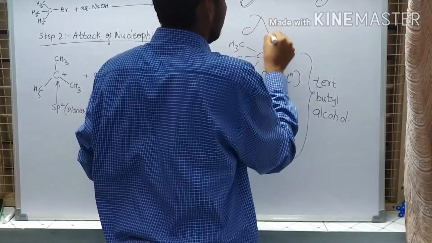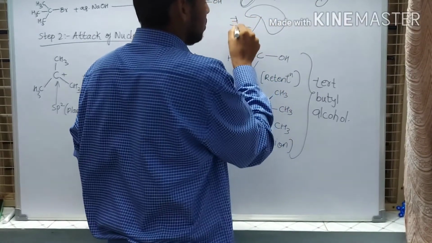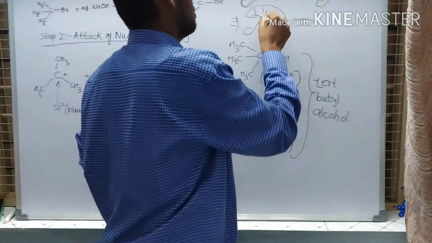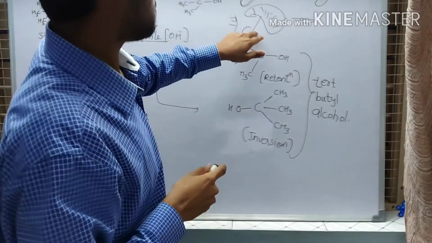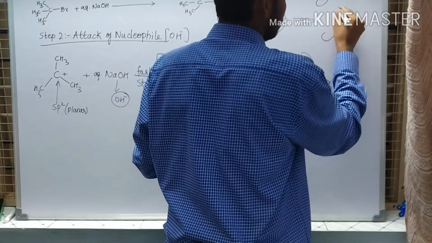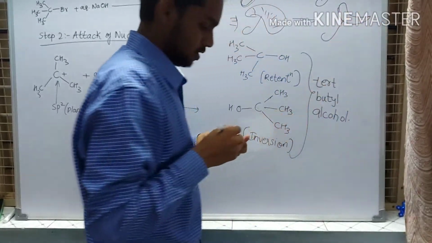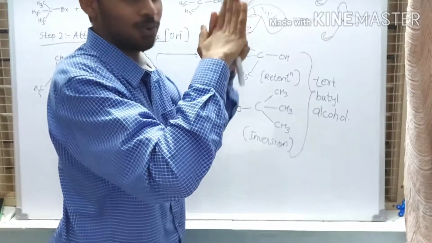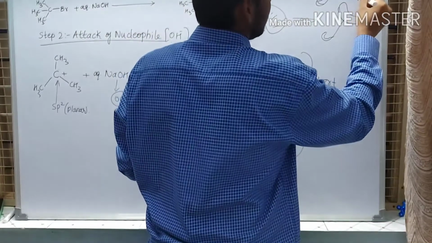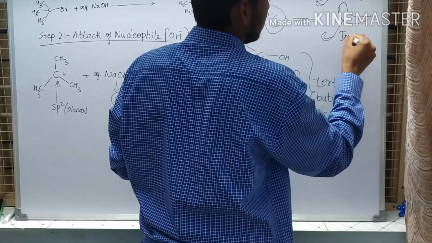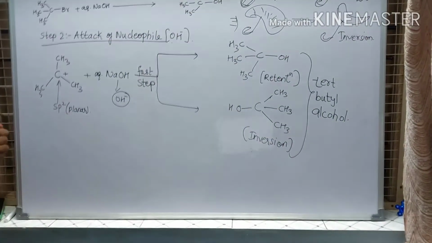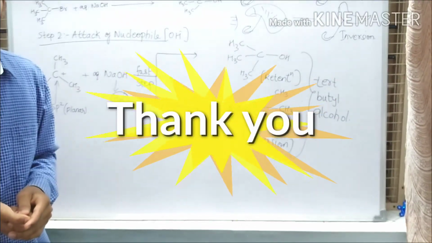Imagine if I take another umbrella, which is very weak. What will happen if there is heavy wind? It is going to change shape. If it is not strong, it is going to form like this. So this umbrella is going to invert its position. So we can call the first retention, and the second inversion. This is how we can understand the retention and inversion configurations. So we will meet in the next video. Thank you.